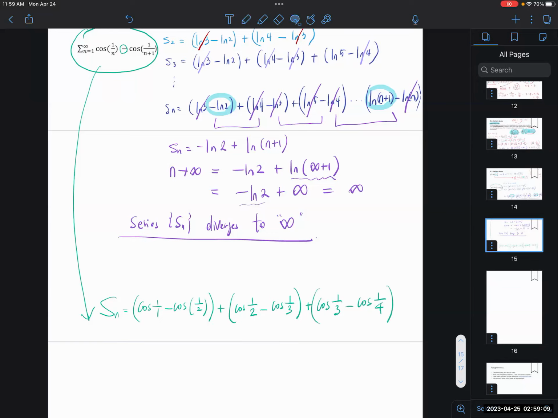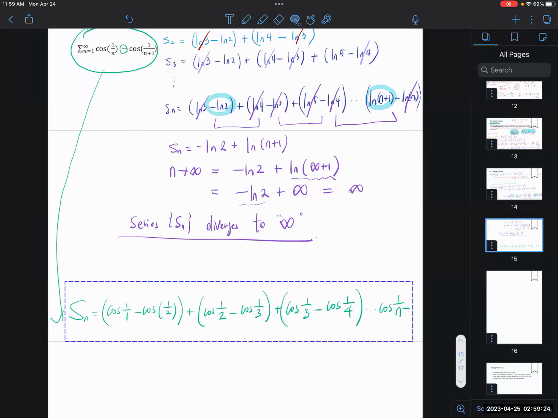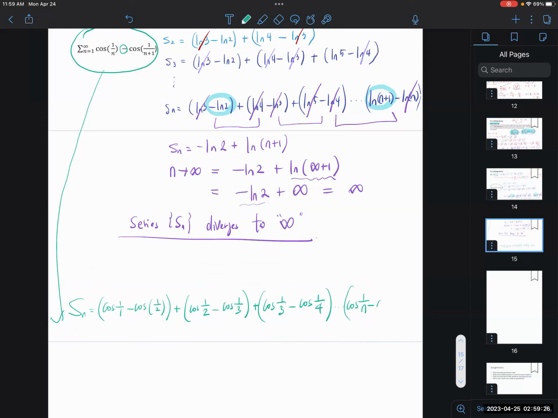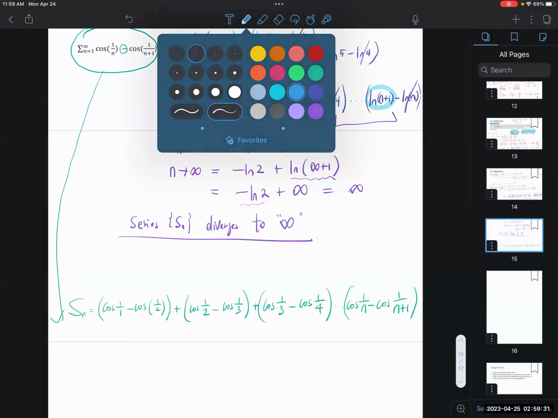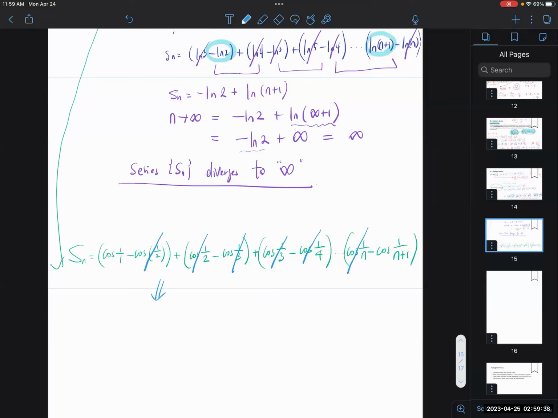So here, we have cosine 1 over n minus cosine 1 over n plus 1, isn't it? So look at the pattern. Which ones are canceling? Definitely the middle cancels this time, and the first and last will be remaining. So in this case, Sn is cosine 1 minus cosine 1 over n plus 1 remaining.